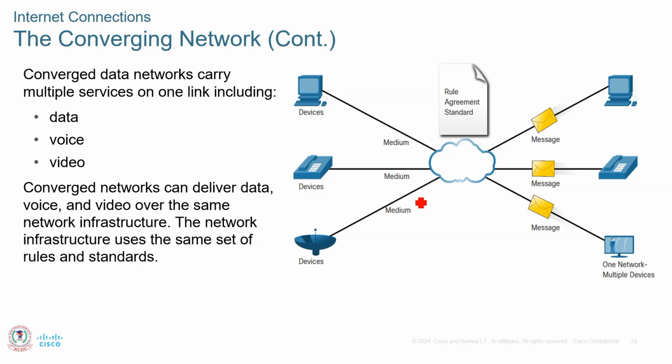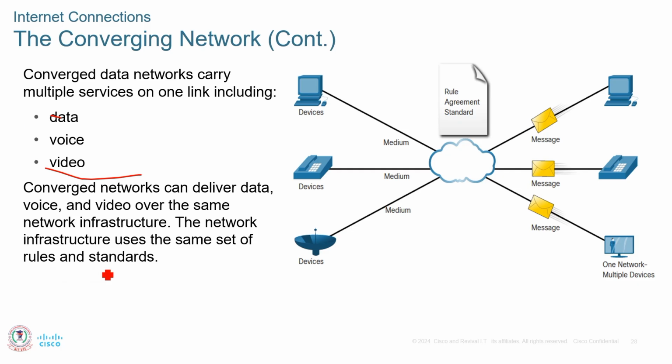So now this is the converging network. The converging network carries multiple signals or multiple services on one link, including voice, data, and video. The converged network can deliver data, video, and voice over the same network infrastructure. The network infrastructure uses the same set of rules and data.